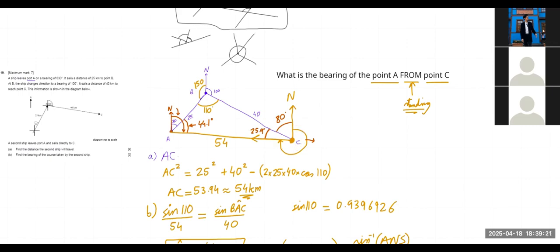Sorry, can you say the question again? So we're trying to find this angle, right? Yeah. Why are we trying to find this angle? Because this is the bearing of A from C. Okay, that's a new question I made up. Now, since we know this part and this part, how can we find this missing angle?